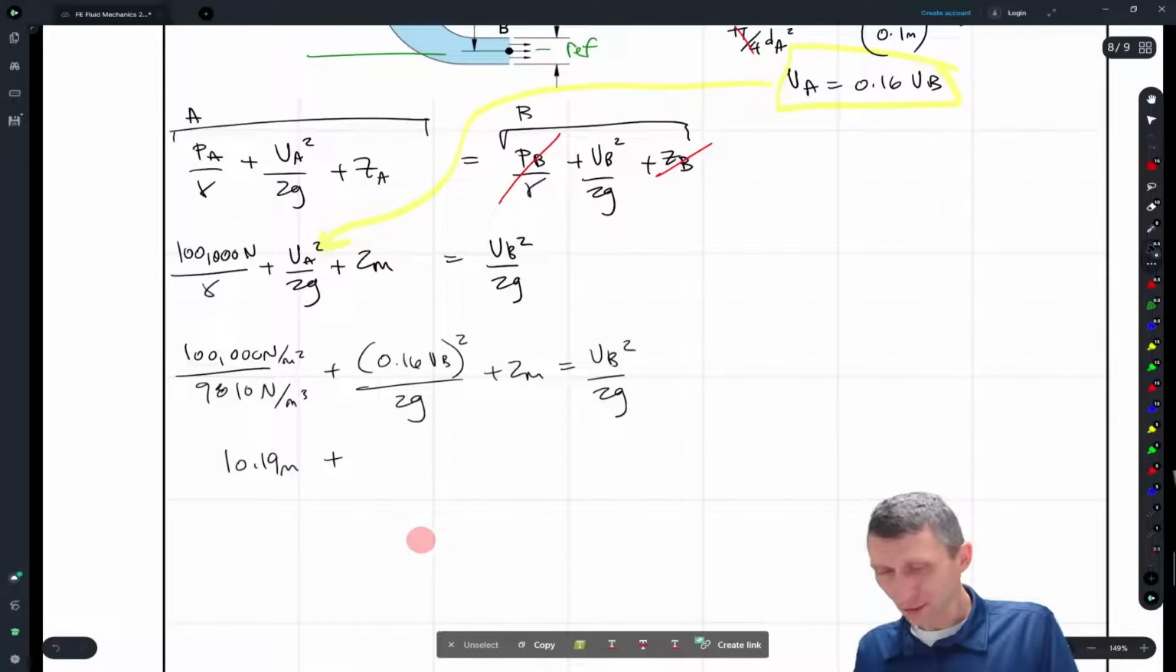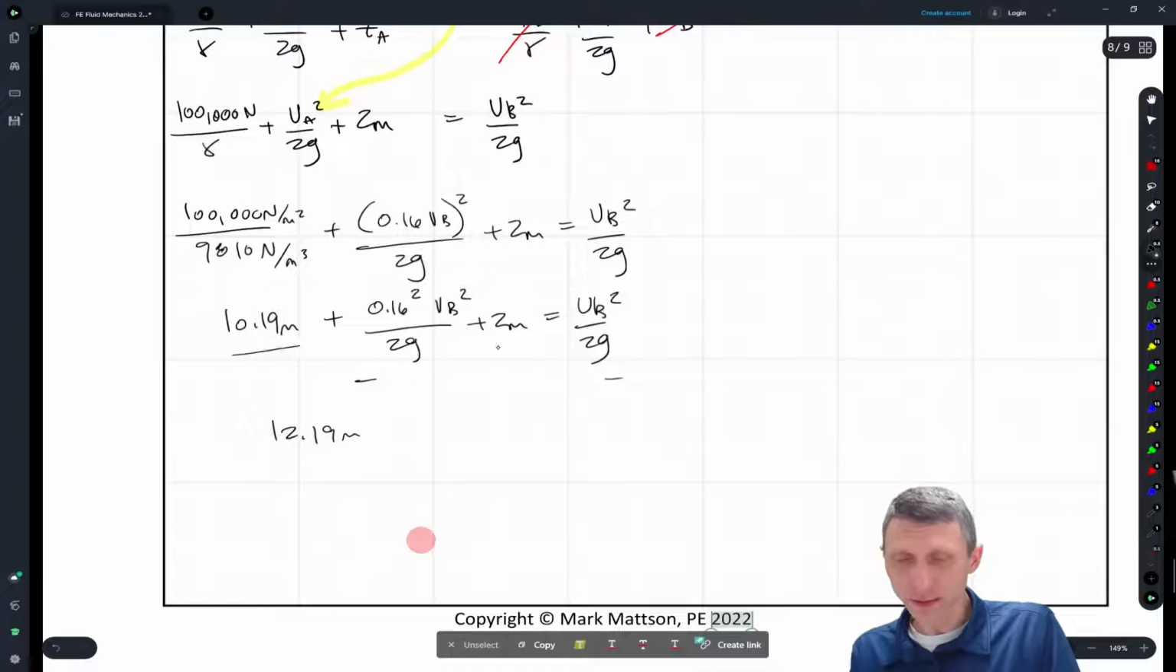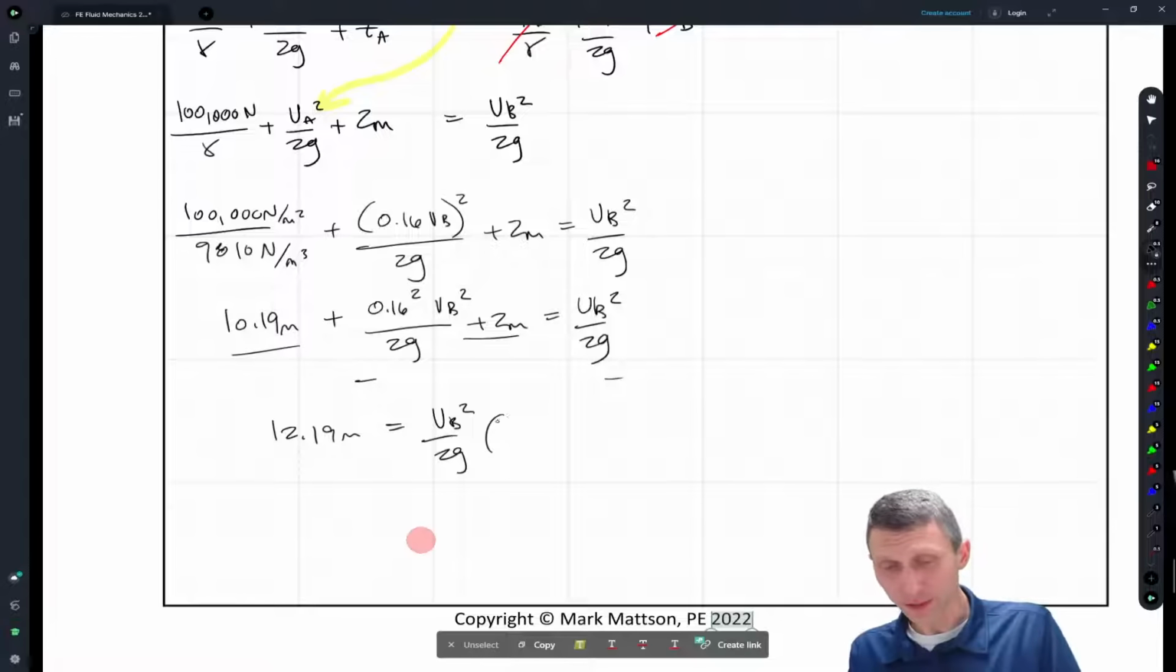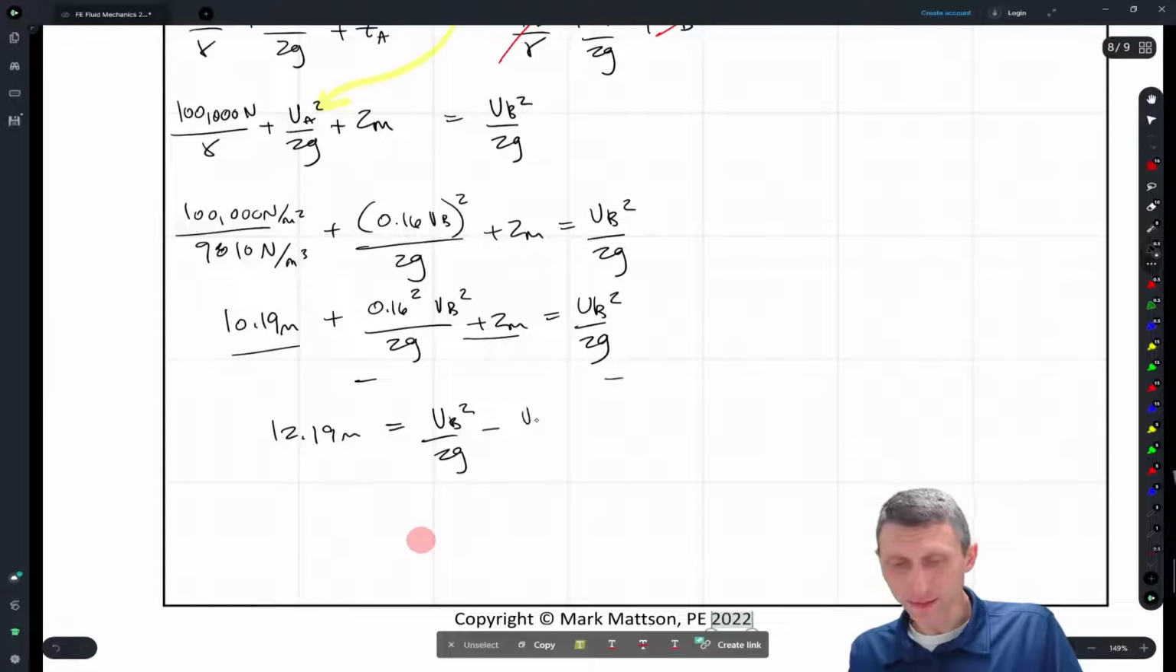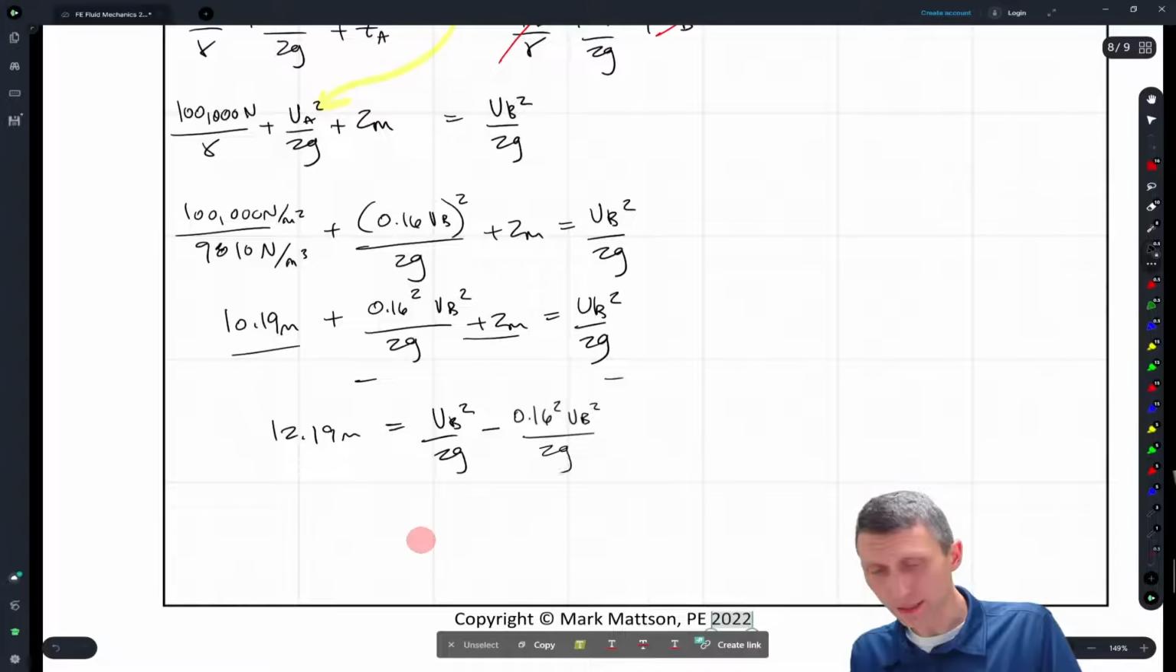So we're going to get 12.19 meters. I'm going to combine our 10 and our 2. It's going to equal VB squared over 2G times, well, let me do it out. So minus 0.16 squared VB squared over 2G.